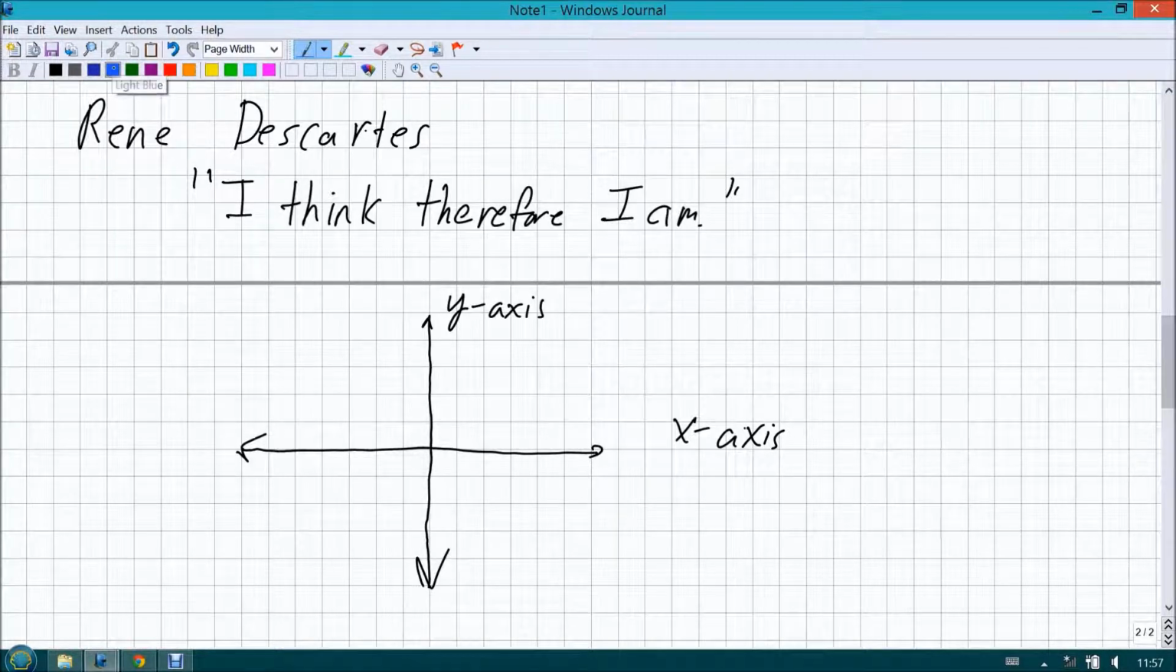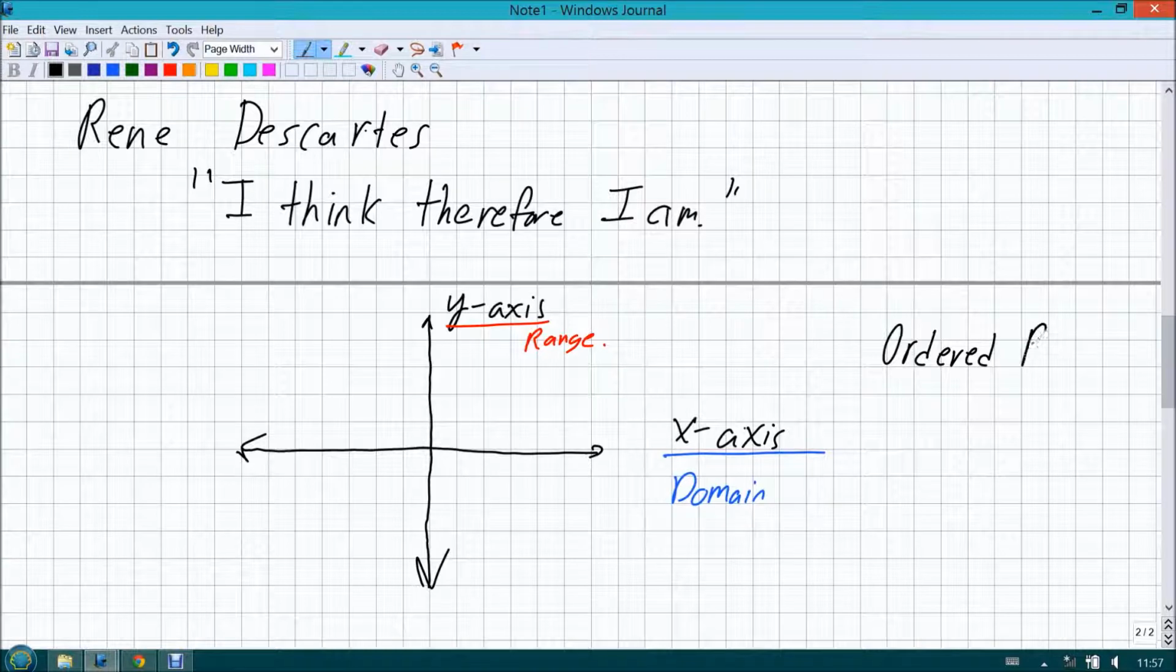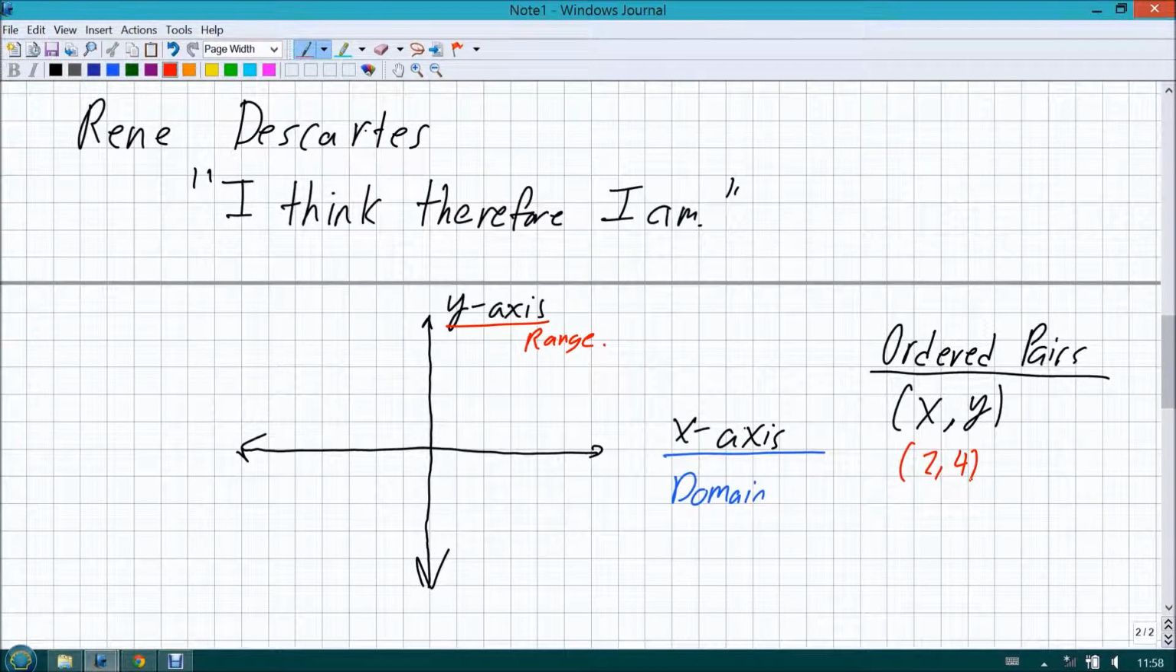And the x-axis would represent the input or the domain. And the y-axis would represent the output or the range. And then he would have these things called ordered pairs. And the ordered pairs, which come in the format of x, comma, y, would let you know where on each number line your dot should be. So for an example, 2, comma, 4 would occur at 2 on the x-axis and then 4 on the y. And we put a little dot there, and that would be the point 2, comma, 4.